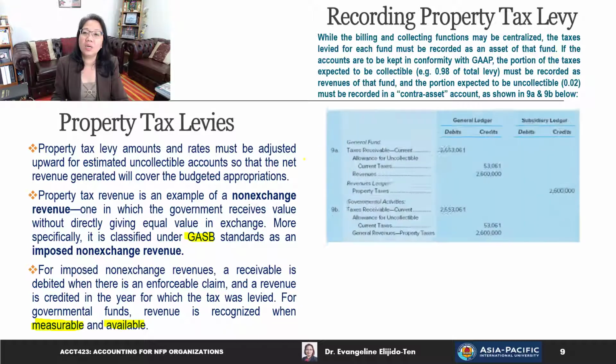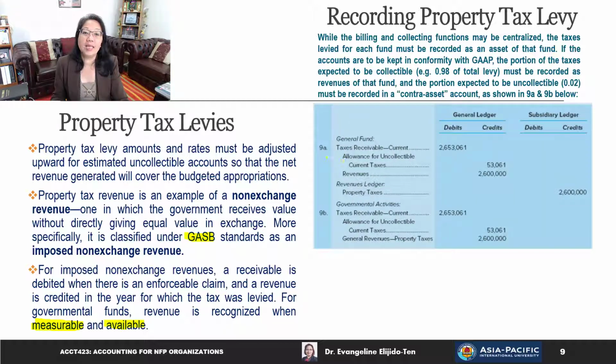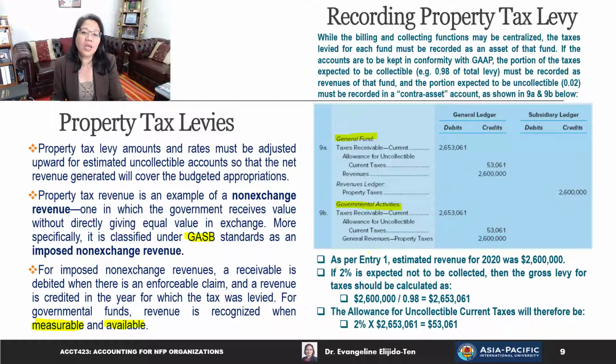We are looking at journal entries 9A and 9B here. 9A is for the general fund, 9B is for governmental activities. What I wanted to point out here is how we get these figures. Recall from journal entry 1, if you can't remember, just go back to the slides, that you would see from the slide in journal entry 1 that the estimated revenue for 2020 is 2.6 million.